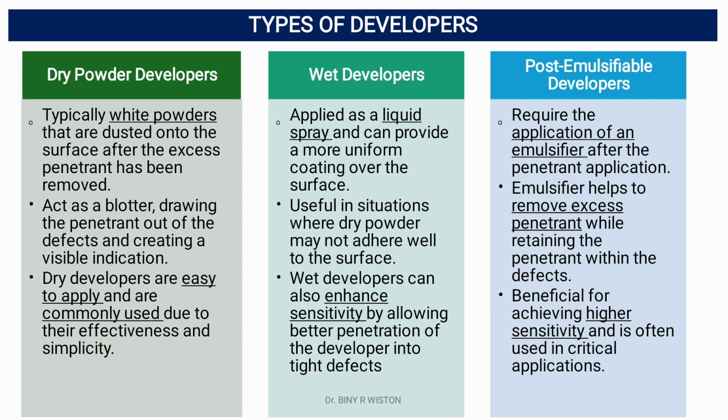Dry powder developers are typically white powders that are dusted onto the surface after the excess penetrant has been removed. They act as a blotter, drawing the penetrant out of the defects and creating visible indications. Dry developers are easy to apply and are commonly used due to their effectiveness and simplicity.